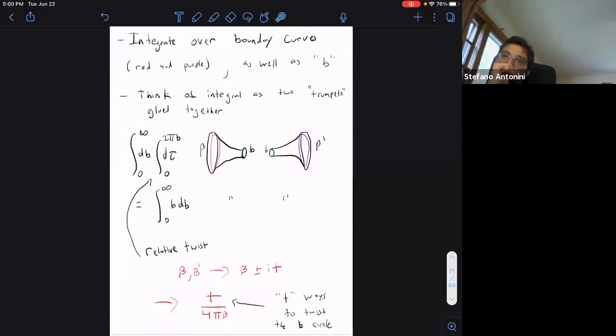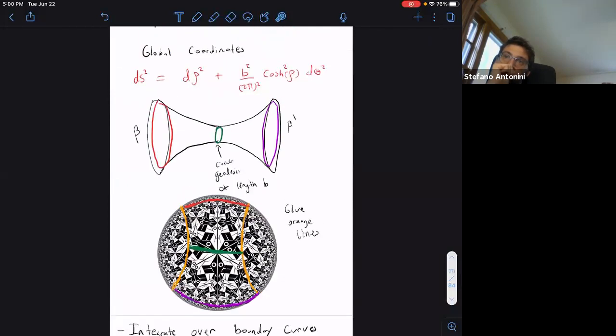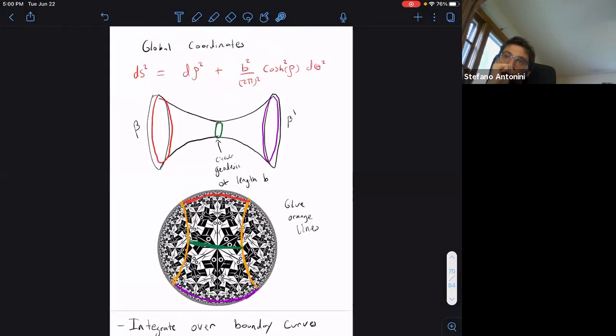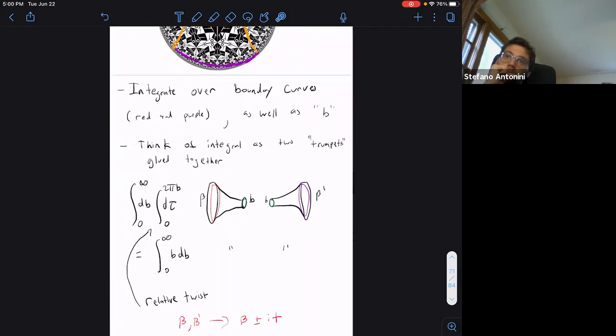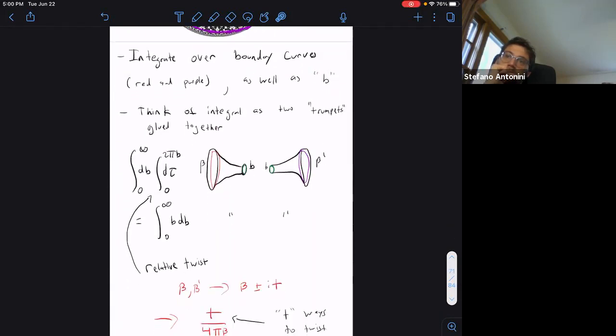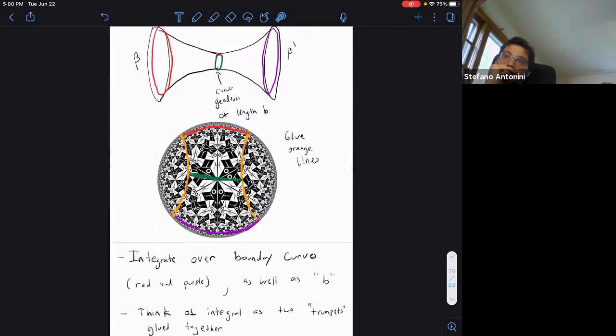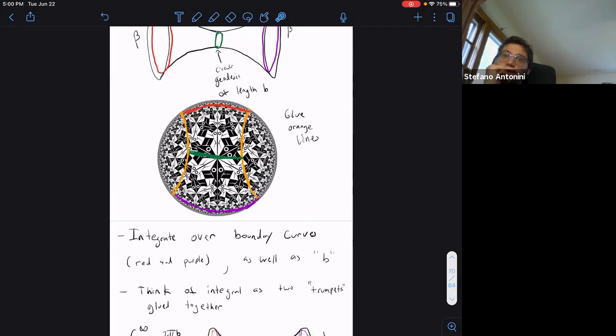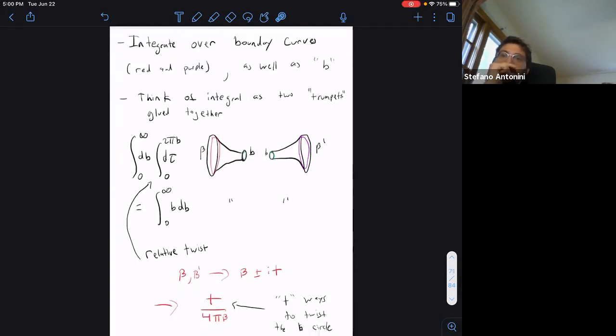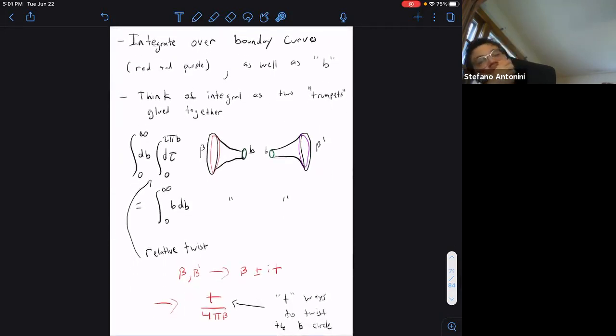As in the case of the disk, to include this contribution in JT gravity, this would be a contribution to Z of beta times Z of beta prime. We have to integrate over the shape of these boundary curves, the red and purple boundaries. We also have to integrate over b, the size of this circle. There's a way to think about doing this integral which will be especially useful for tomorrow, and somewhat useful for what we're talking about now.